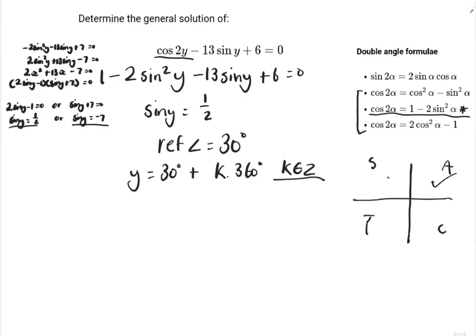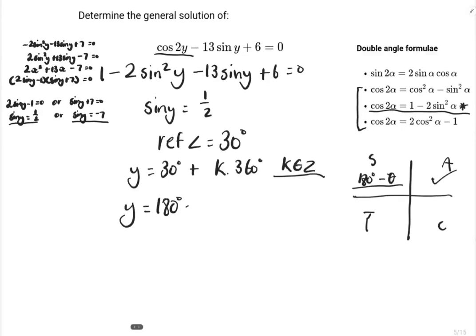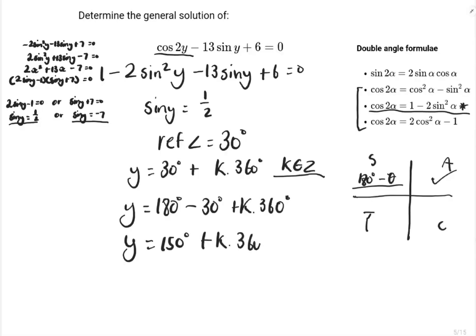And then here in the sine quadrant, we know that its form is 180 degrees minus the reference angle. So we're going to say y is equal to 180 degrees minus the reference angle plus k dot 360 degrees, which is going to be 150 degrees plus k dot 360 degrees. There are your two solutions for sine y is equal to a half. Let me just say that this is 1.